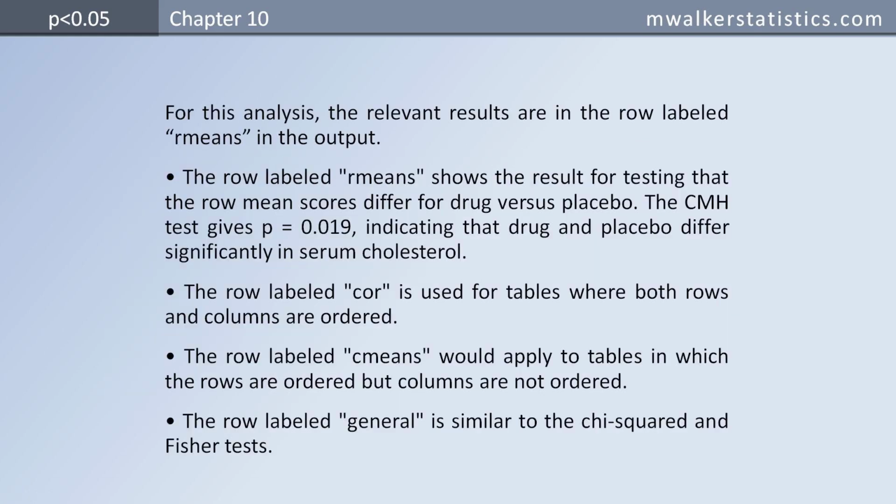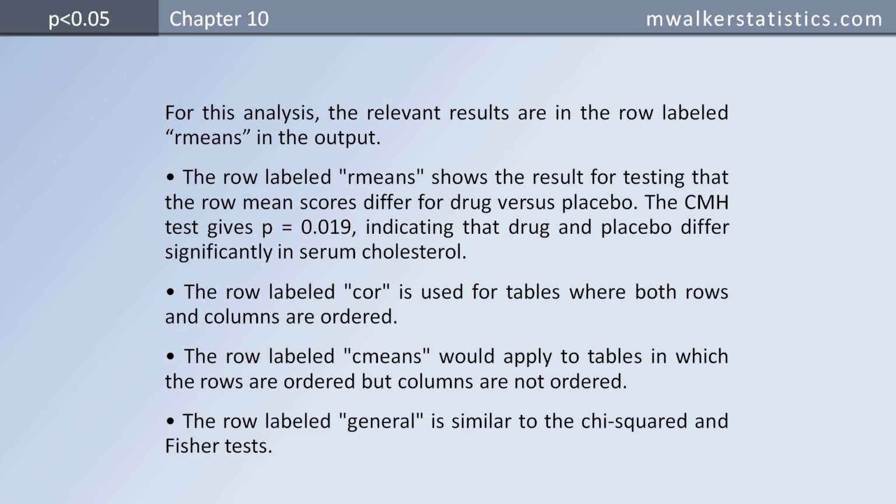For this analysis, the relevant results are in the row labeled rmeans in the output. The row labeled rmeans shows the result for testing that the row mean scores differ for drug versus placebo. The CMH test gives p equals 0.019, indicating that drug and placebo differ significantly in serum cholesterol.